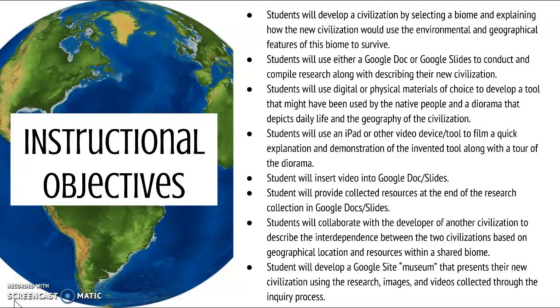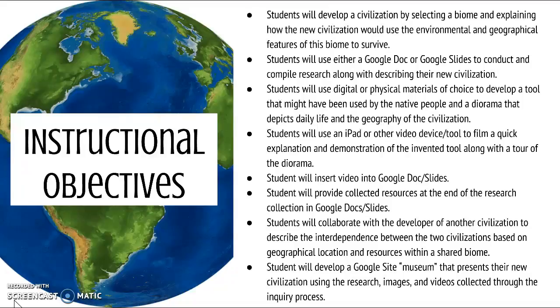This list is a bit extensive as it covers the full scope of the project, from students selecting an area of the world for their civilization to form, into developing tools and methods for survival based on the resources available. Within this project, students will have a final product of developing a museum site using Google Sites, but will also have two mini products to develop along the way that include inventing and building a tool that their people might have used, as well as a diorama that depicts a day in the life of their people.